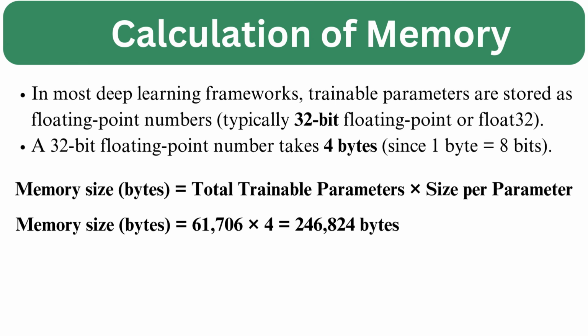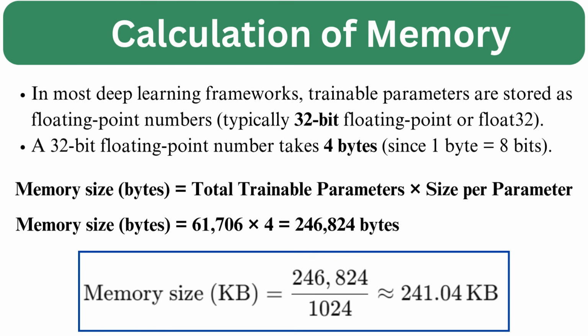So we have 61,706 total trainable parameters, and each parameter is consuming 4 bytes. So we get 246,824 bytes. We can also convert this value to kbs by dividing it by 1024. We will get 241.04 kb, and that is exactly the value that we saw in the model.summary function output.